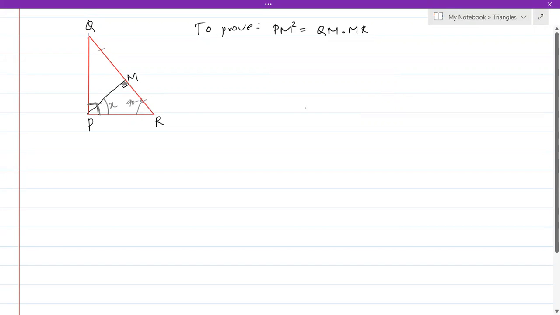Now same thing, the complete angle is 90. Here at R is 90 minus X. So here it will become X, and here it will become 90 minus X. And all these are using angle sum property. Now let's take triangles QMP and MPR. If you observe carefully, angle PQM is actually equal to angle MPR because both are equal to X.